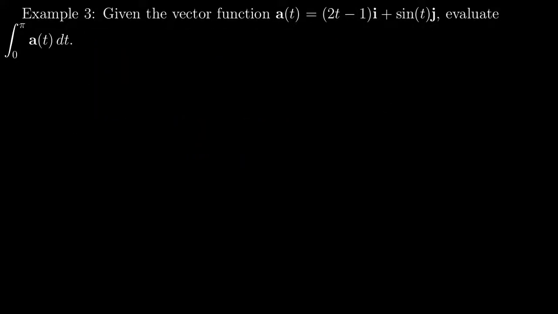One last example. Given the vector function this, evaluate the integral from 0 to pi of a of t dt. And I prefer treating this as the ordered pair. It just is sort of less writing, easier for me. So I'm going to do it this way first. I'll show it with the sum of the unit vectors in a second. And by a second I mean probably about a minute.